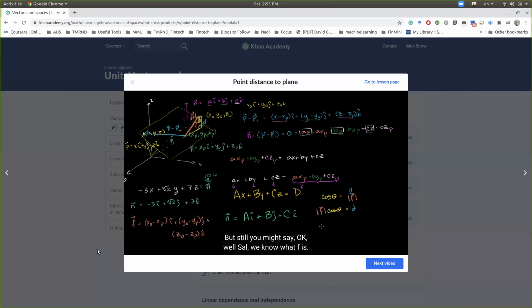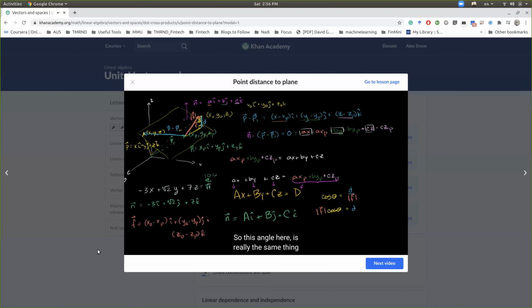But you might say, okay, well, Sal, we know what f is. We could figure out its magnitude, but we don't know what theta is. How do we figure out what theta is? To do that, let's think about it a little bit. This angle theta is the same angle, so this distance here isn't necessarily the same as the length of the normal vector, but it's definitely going in the same direction.